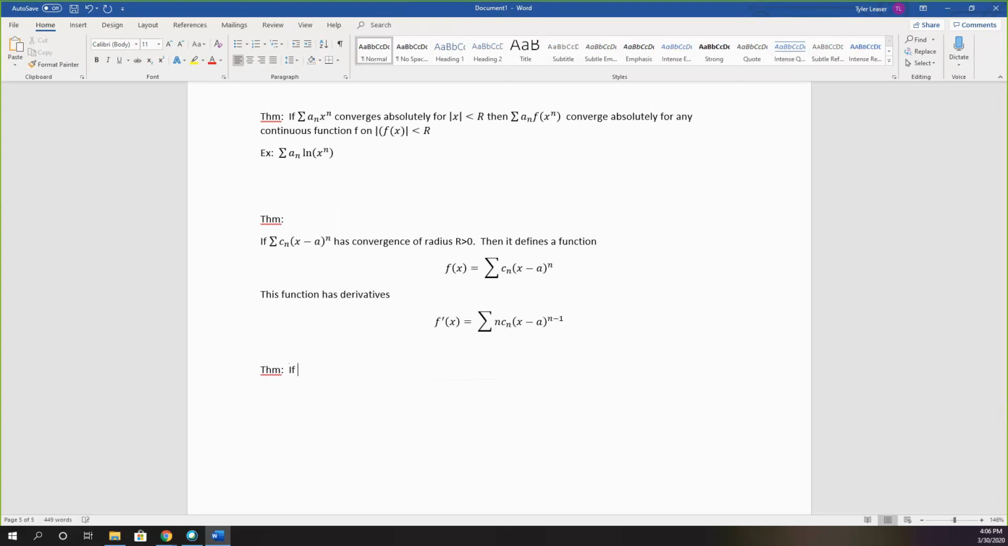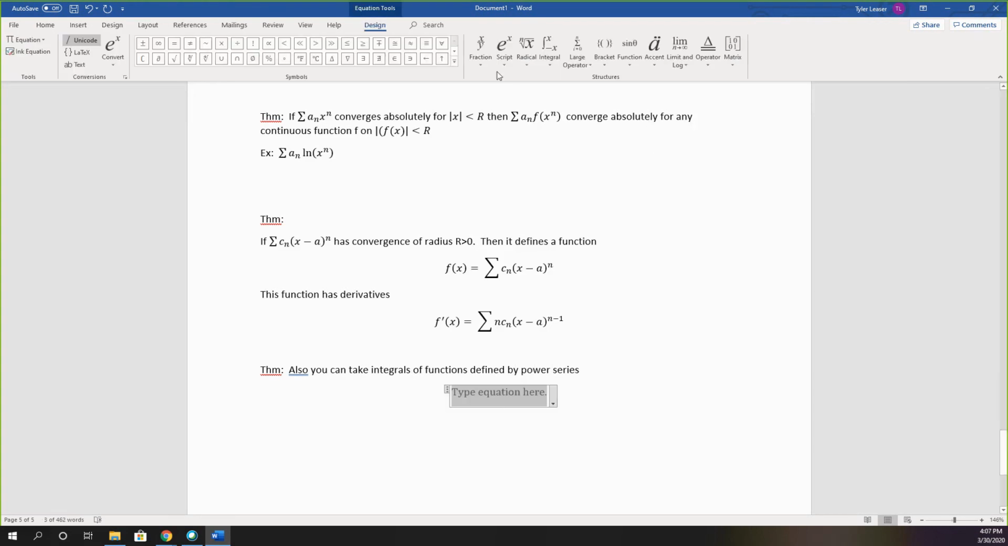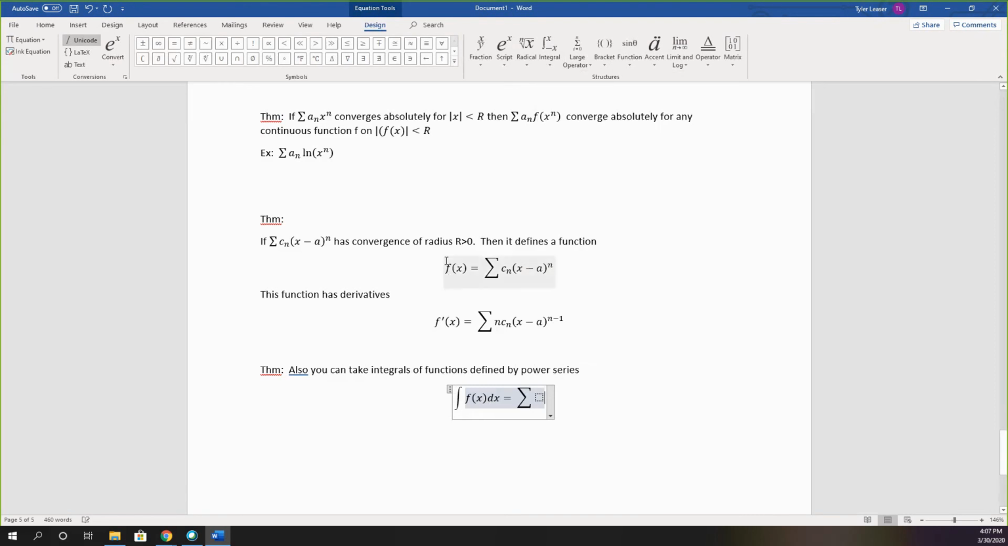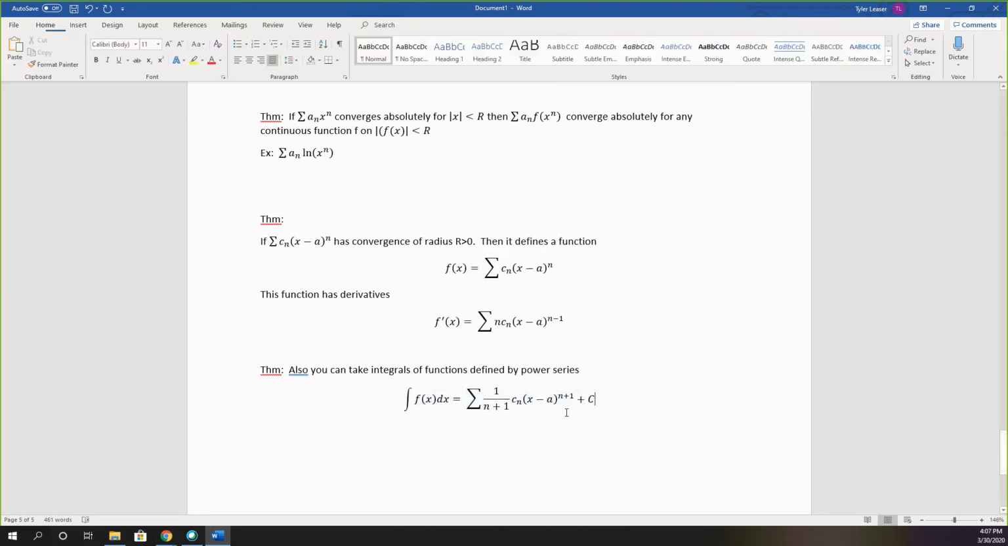Not only can you take derivatives of these power series, also, you can take integrals of functions defined by power series. And it's nothing too crazy. All this is saying is that if you want to take the integral of a function, what you can do instead is just integrate the power series. So if f(x) is defined here, c_n (x - a)^n, I can just take the antiderivative of that. We're going to raise that power to n plus 1, and then I have to divide by that n plus 1. So we're going to do 1 over n plus 1 out in front. We still have that constant c_n, but now it's going to be (x - a) to the n plus 1 power. You are going to have to worry about the plus C though, so just know that there should be a constant for the antiderivative out in front.